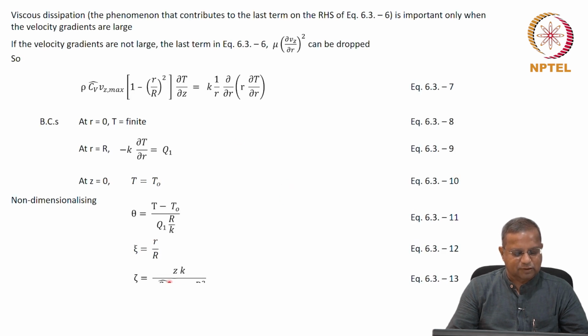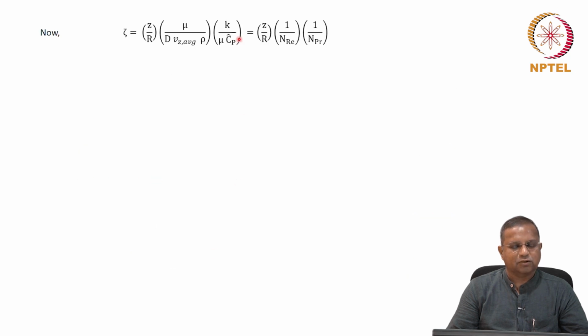Okay. This is zk, rho Cp, Vz max R squared. You could write it as this. Okay. Vz max and so on, I have replaced with Vz average. Zk is here, the other things have come in because of that replacement. Okay. Vd by mu is nothing but the inverse of the Reynolds number, and mu Cp by k is called the Prandtl number.